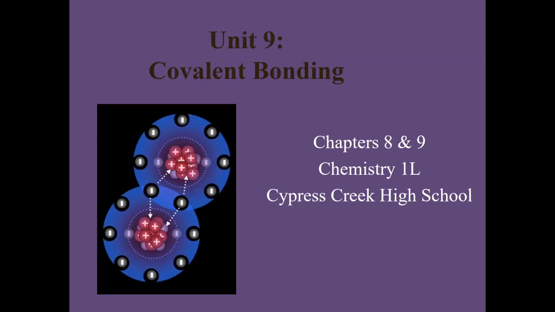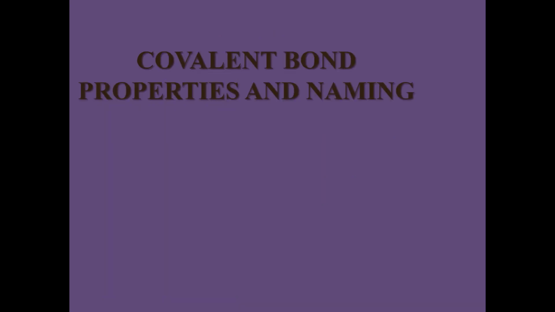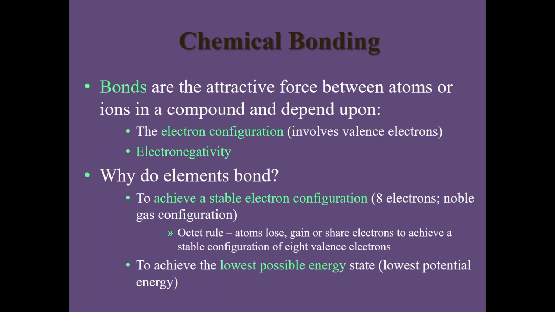Alright, so covalent bonding. Recall ionic bonding is where electrons are fully given up. Covalent bonding is where electrons will be shared. So recall what a chemical bond is. A bond is an attractive force between atoms or ions in a compound and depends on the electron configuration. It involves valence electrons and electronegativity.